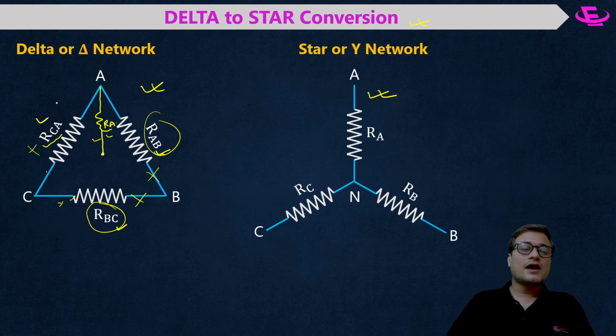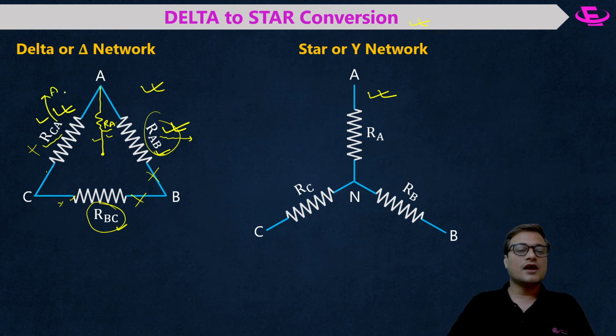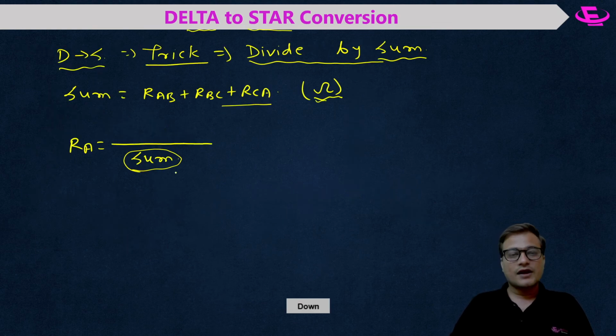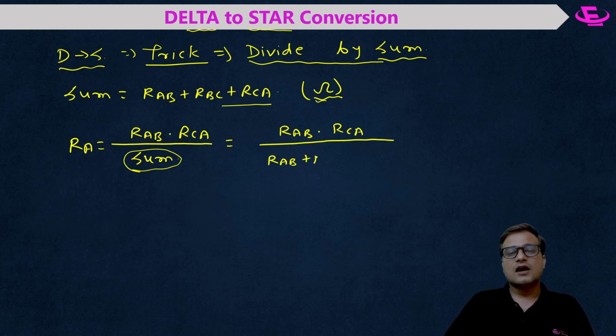So which one is the good pair? Rca and Rab. One more observation: the name also has an A term here, and here also the A term is there, but in Rbc there is no A term. So at the numerator what will you write? Rab into Rca, or Rac. So Ra is Rab into Rca divided by sum. Sum means Rab plus Rbc plus Rca. So this is the value of Ra.